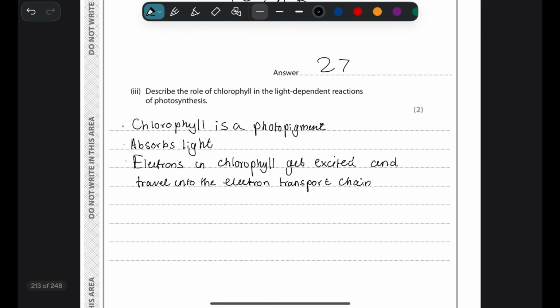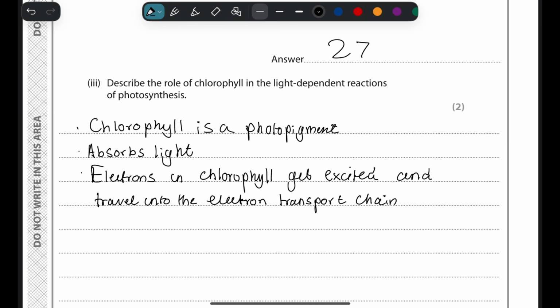Now, describe the role of chlorophyll in the light-dependent reaction. This is something that we should know. So I always say define first. I think describe questions tend not to be too bad. But just quickly, definition. So I say chlorophyll is a photopigment. What do photopigments do? Absorb light. So then we need to now use our knowledge of the process of the light-dependent reaction. So what happens when we absorb light? The electrons get excited, right? And when they get excited, they're going to travel towards the electron transport chain. I'm happy to leave my answer at that because anything beyond that, I don't necessarily think is the role of chlorophyll. So that's how I'd leave it.